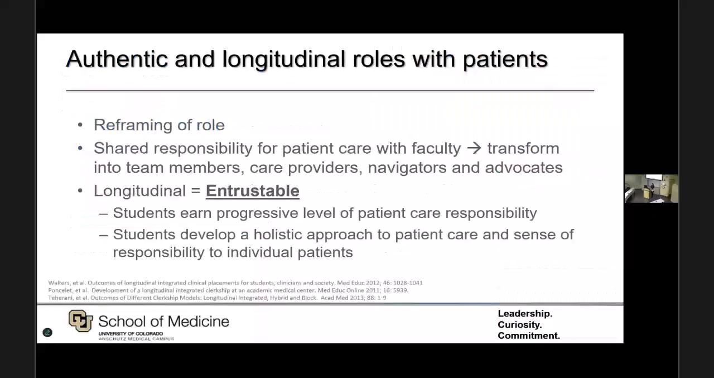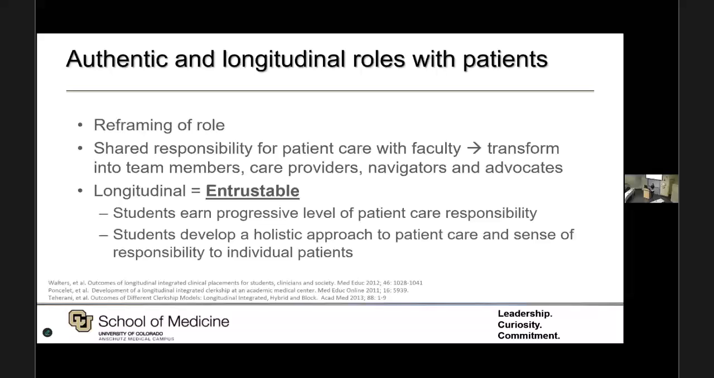Part of the non-cognitive benefit of the LICs is the reframing of the role of the student into an authentic and contributory member of the team. And so if we set up our students to feel like they share responsibility for patient care with the faculty rather than glorified shadowing or being the lowest person on the hierarchy of a very large team all the time, rather than working closely with their preceptor, we can help transform.